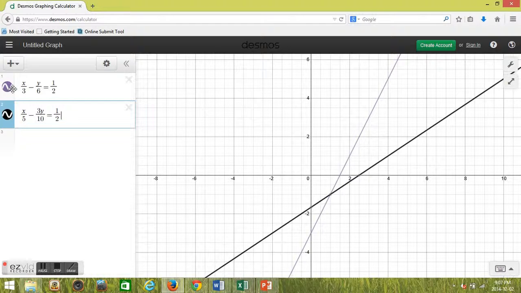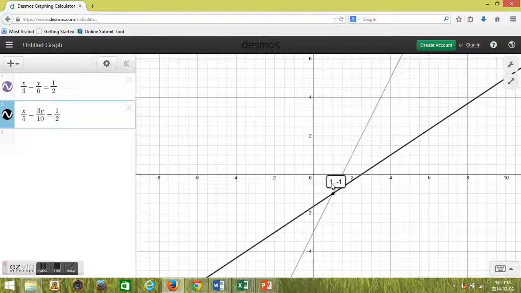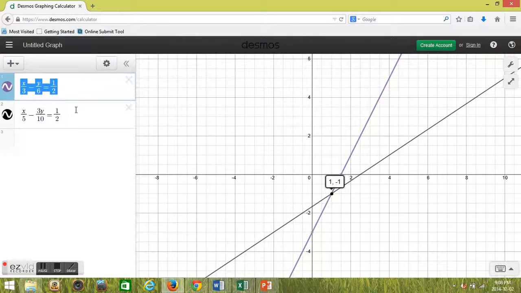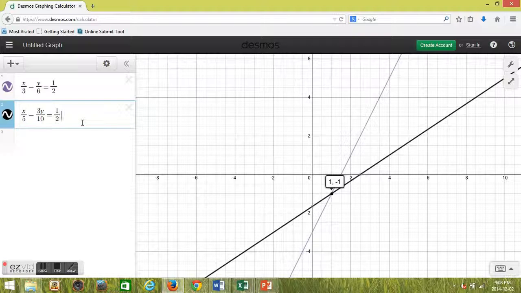But what we found when we did this algebraically was that the solution was this here. The solution was x is 1, y is negative 1. So 1 and negative 1. And again, these two things here don't look like your stereotypical equations of lines, but they are. We have an x and a y. We have an x and a y here. These are lines, just arranged differently.